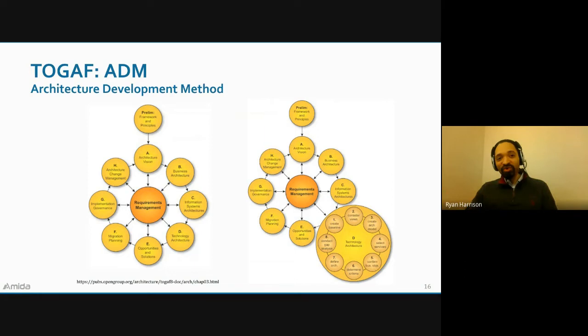So that is the TOGAF architecture development method. Very prescriptive, very waterfall-y, predates Agile. Doesn't necessarily play so well with Agile. There are people working on TOGAF and Agile and how they work together, but they're not really designed to play well together. And the thought is that you go around this in cycles. We'll talk later about a defined way that you can do these cycles to navigate the ADM method. Questions about the architecture development method?